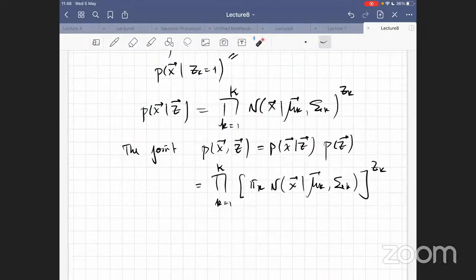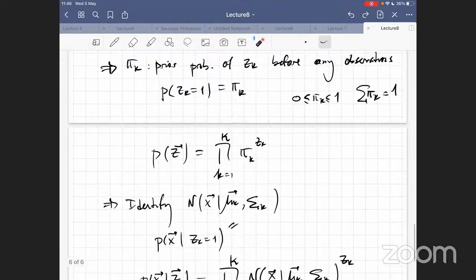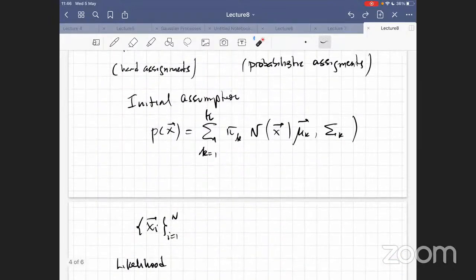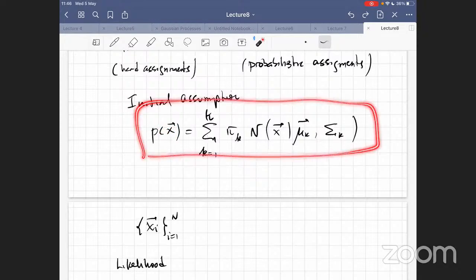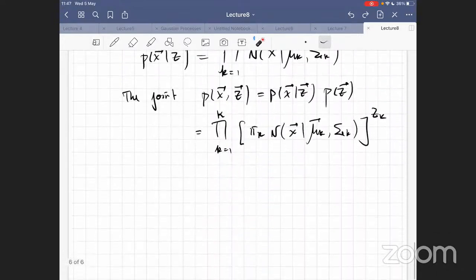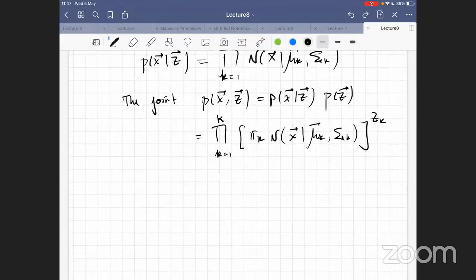And note that this joint actually has the correct property that if I marginalize this distribution over Z, I should get my original distribution. I have introduced that latent variable, and I am writing the joint distribution between the observed and the latent variable. So if I marginalize over the latent variable, I should get this original model here. Z is, of course, a categorical variable, so it is a sum, not an integral.